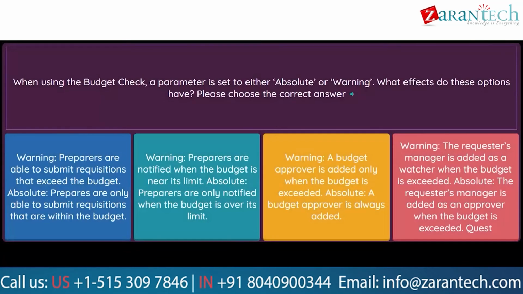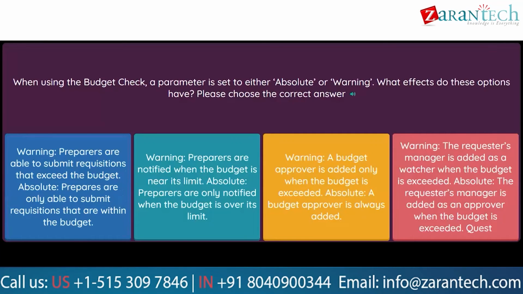Question: When using the budget check, a parameter is set to either absolute or warning. What effects do these options have? Please choose the correct answer. Option 1, warning: preparers are able to submit requisitions that exceed the budget. Absolute: preparers are only able to submit requisitions that are within the budget.